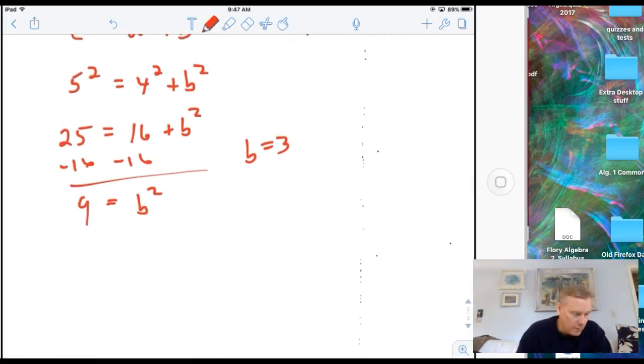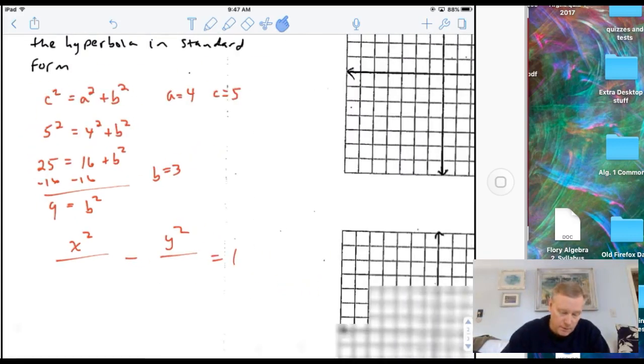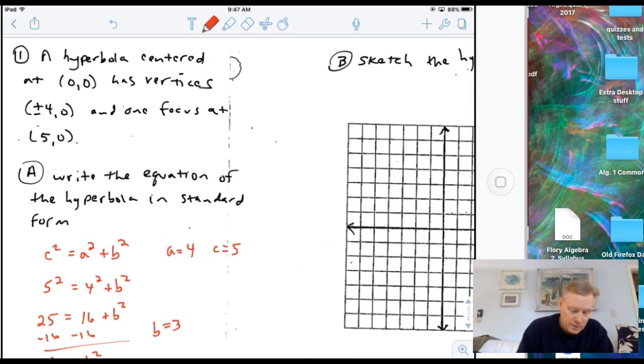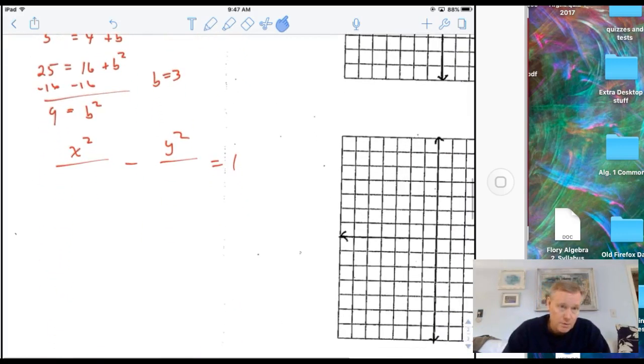Okay, so if I plug this into my formula, I've got x squared over something minus y squared over something equals 1. Now, how did I know the x squared went first? Well, up there in that equation, the vertex is 4, 0. That is on the x-axis. Therefore, if the vertex is on the x-axis, the x squared goes first. Which also means this is going to be a horizontal hyperbola, because it's going through the x-axis.